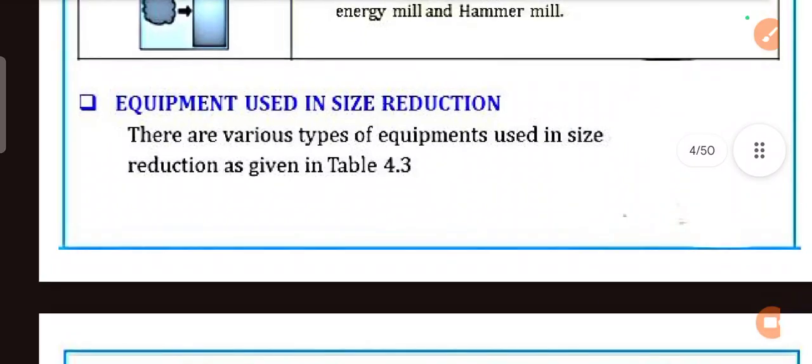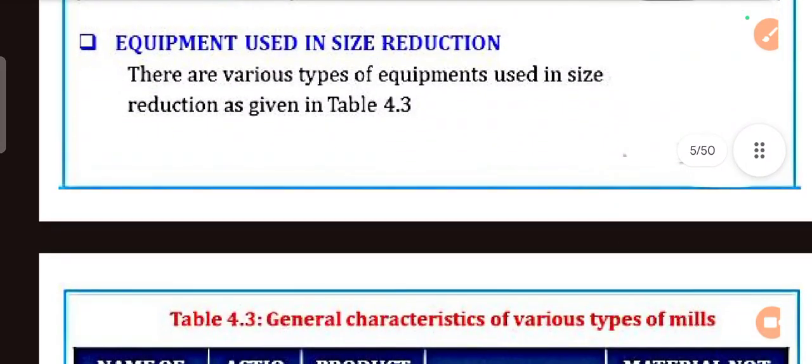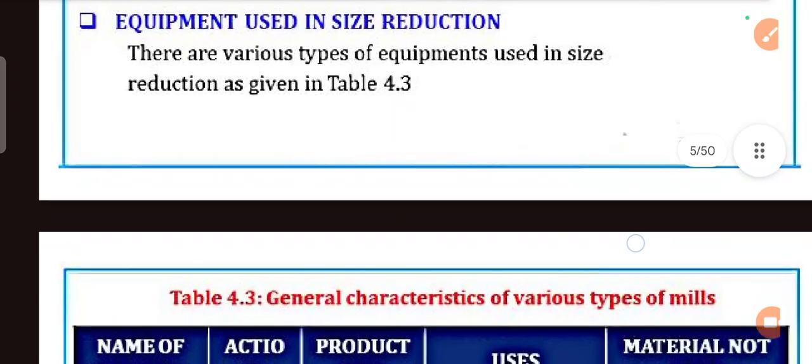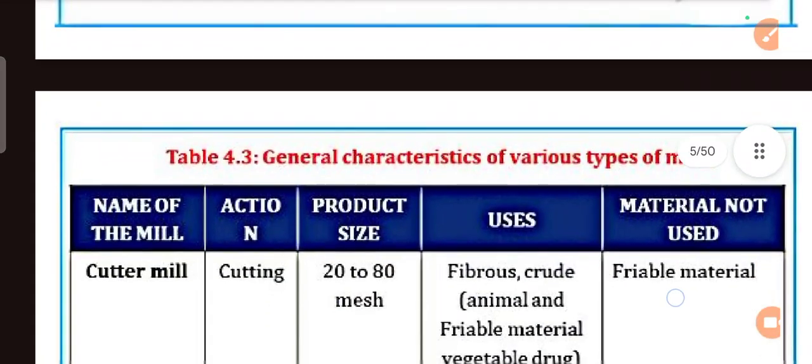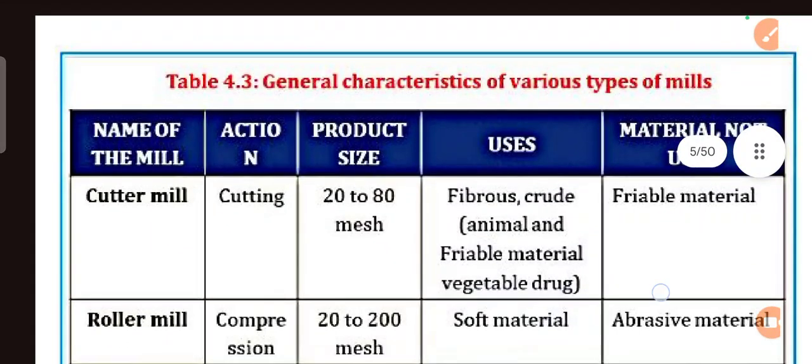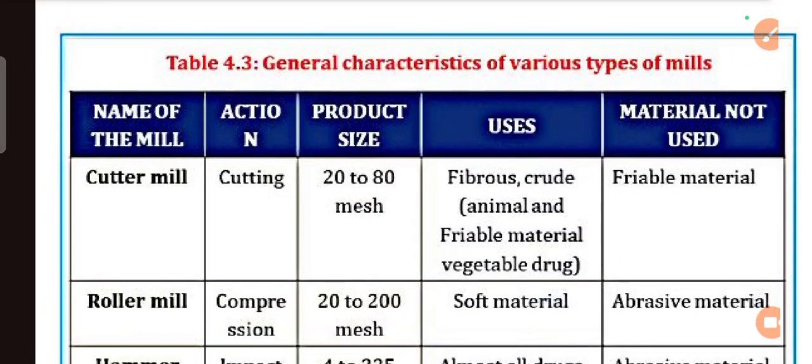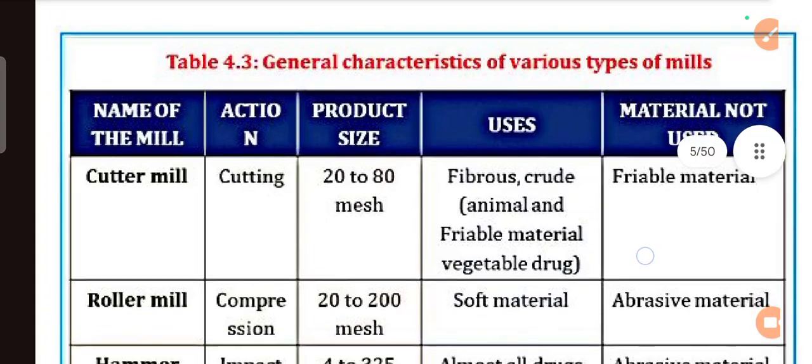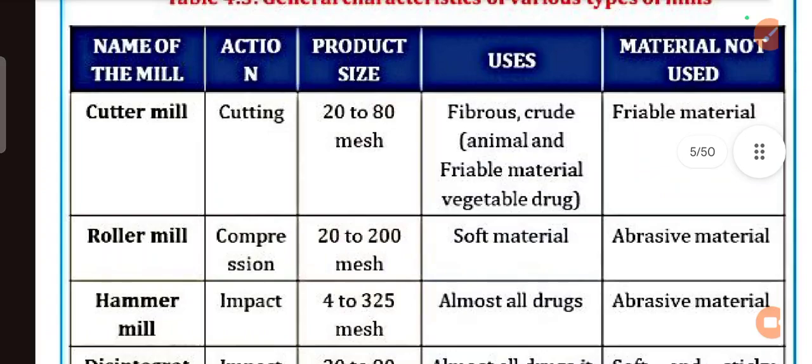Equipment used in size reduction. There are various types of equipment used in size reduction, as given in table 4.3. General characteristics of various types of mill. Name of the mill, action, product size, usage or material not used. Cutter mill: cutting, 20 to 80 mesh. Uses: fibrous, crude animal and vegetable drug, variable material.